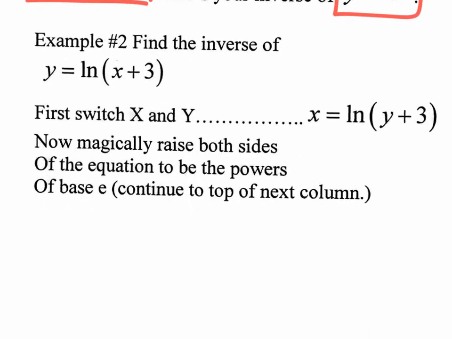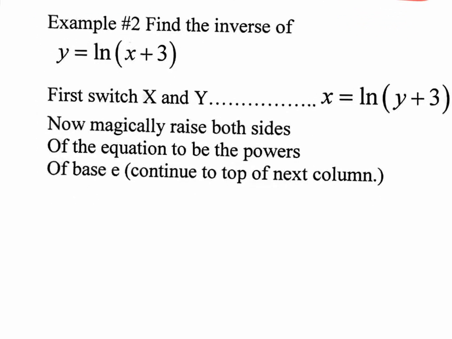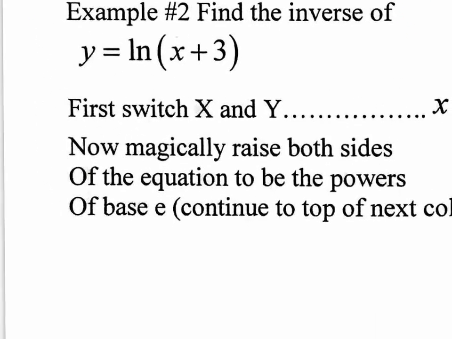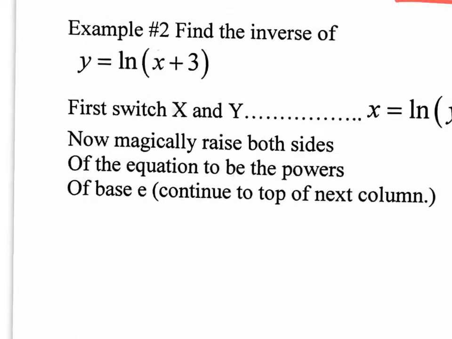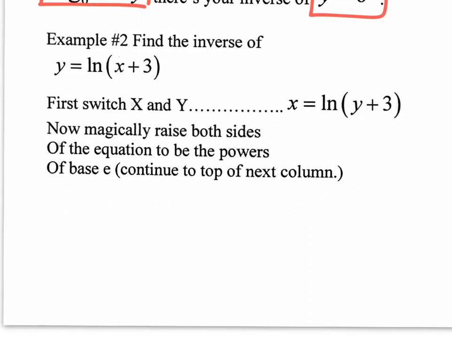Example number 2, find the inverse of this one. How do we find the inverse there? Well, we're going to switch x and y. We switch x and y, so instead of y, it's going to say x, and instead of x, it's going to say y. That's what we have here. And now we magically raise both sides of the equation to be the powers of base e.